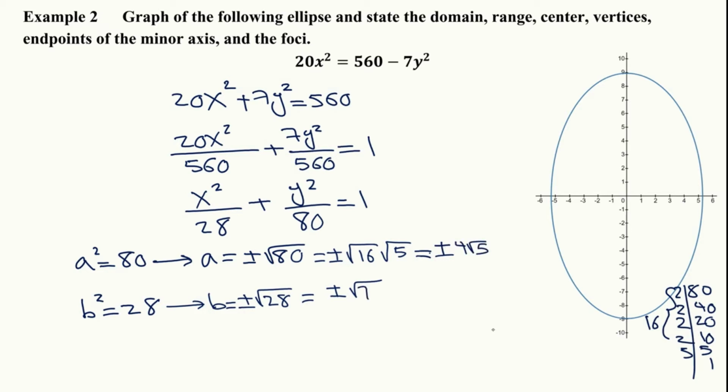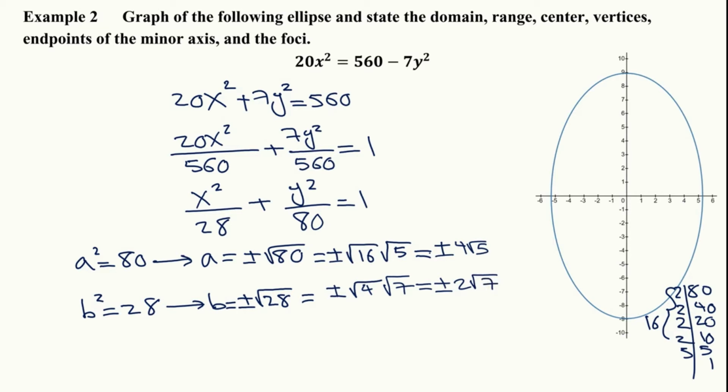And this one we can do as the square root of 4 times the square root of 7. The largest perfect square factor of 28 is 4, so we put that under here. So it simplifies, and we end up with plus or minus 2 radical 7.